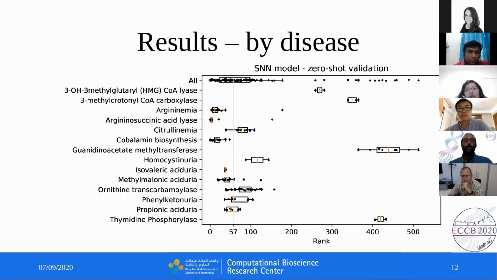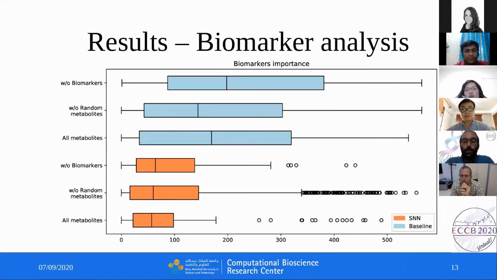Going more into the details, we can see the Siamese neural network model in zero-shot validation analyzed disease by disease. It performs very well on some diseases, but not so well on others, and in a mediocre way on others. Why is that? We believed it was a problem of, for example, biomarkers. So we did the biomarker analysis to check whether they are fundamental in our task.